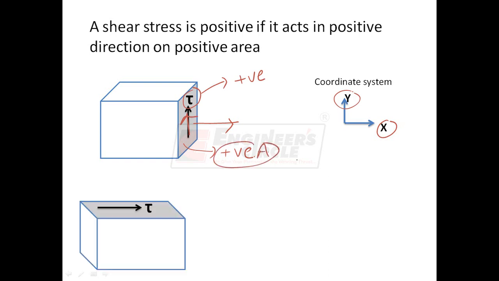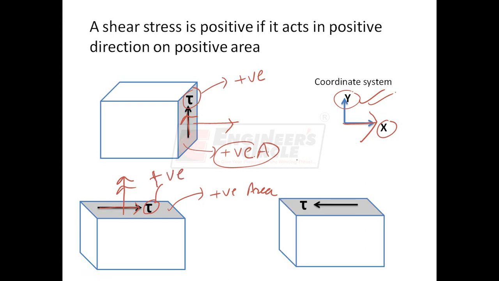Take another example. Consider this top area. The outward normal of this area in this direction. You can see this is a positive y direction. Therefore, we call this area as a positive area. On this positive area, shear stress is acting towards right, which is actually the positive x-axis. Therefore, this shear stress is acting in positive direction of axis on positive area. So, again this shear stress is a positive shear stress.